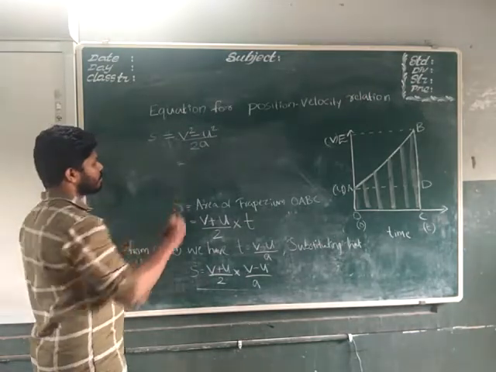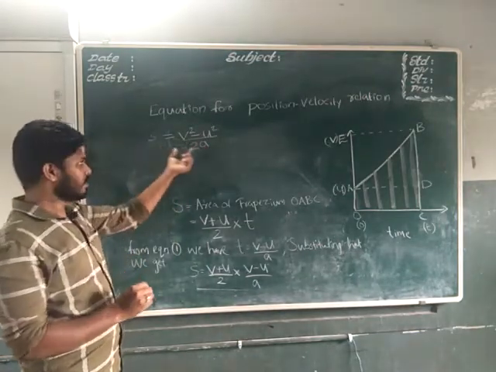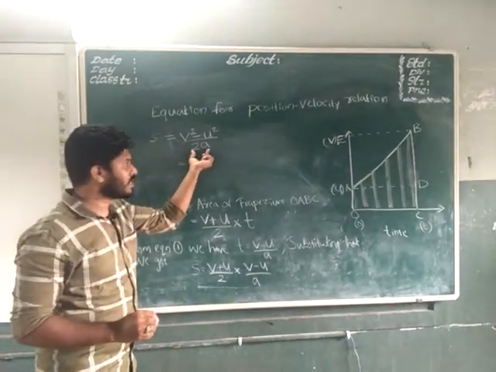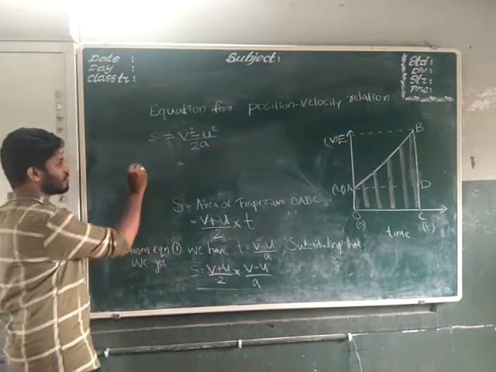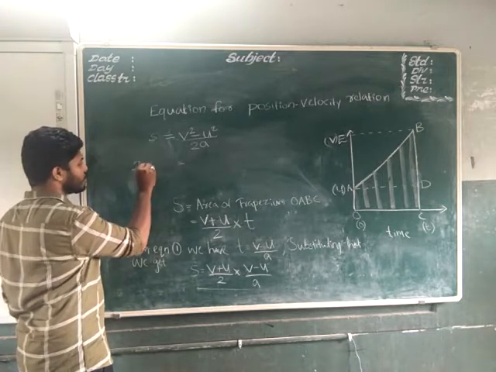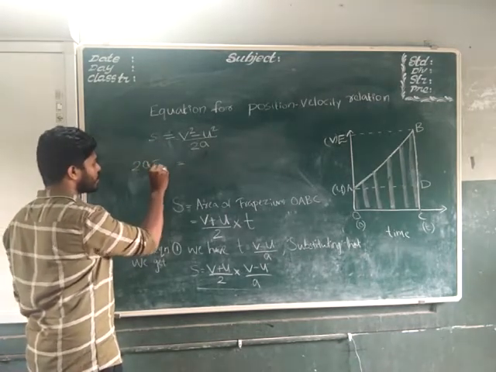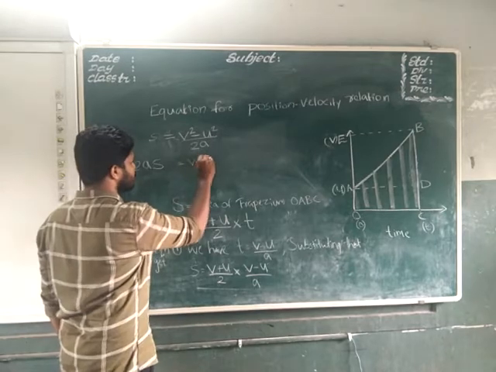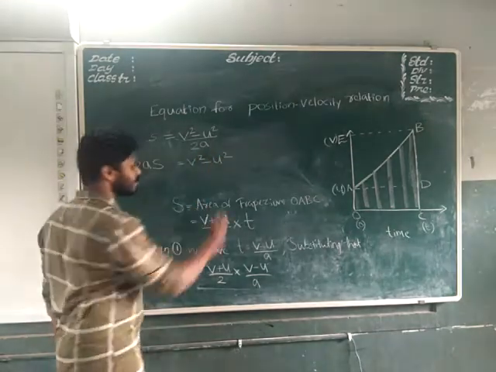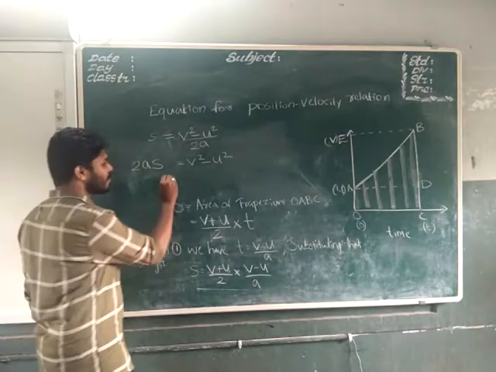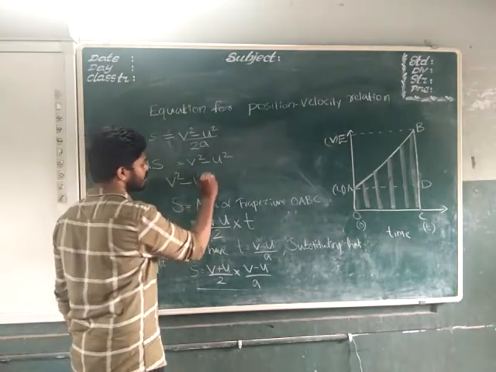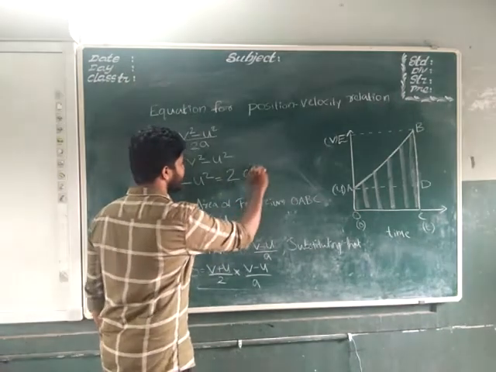So now let us take this 2a to the other side. It is divided by 2a. When we take this divided by 2a to the other side, it becomes into 2a, isn't it? So we got 2a into s equal to v square minus u square. Haven't we reached the equation? Yes, that is the required equation: v square minus u square equal to 2as.